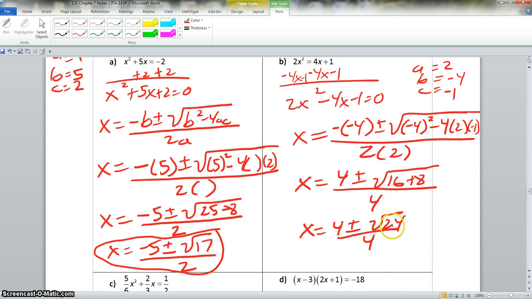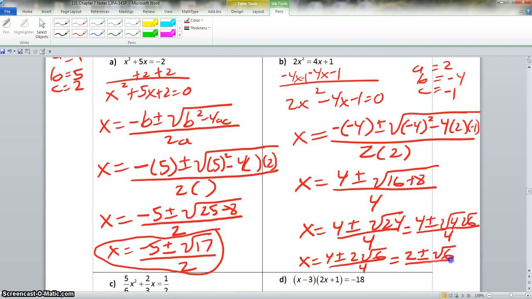Now we know the square root of 24 has a perfect square in it. The highest perfect square in 24 is 4. So this would end up being 4 plus or minus the square root of 4 times the square root of 6 all over 4. So we have x is equal to 4 plus or minus the square root of 4 is 2 times the square root of 6 all over 4. Now 4, 2, and 4, they all actually have 2 in common. We could divide all of these by 2. So we will have 2 plus or minus the square root of 6 all over 2. And this is our final answer.